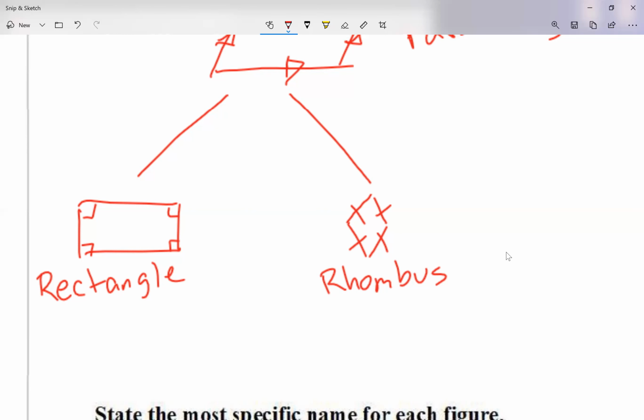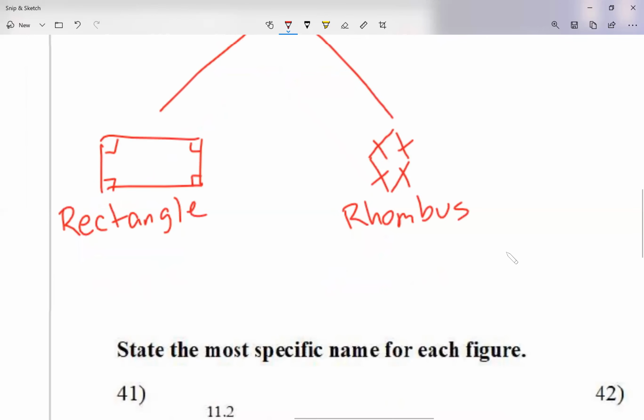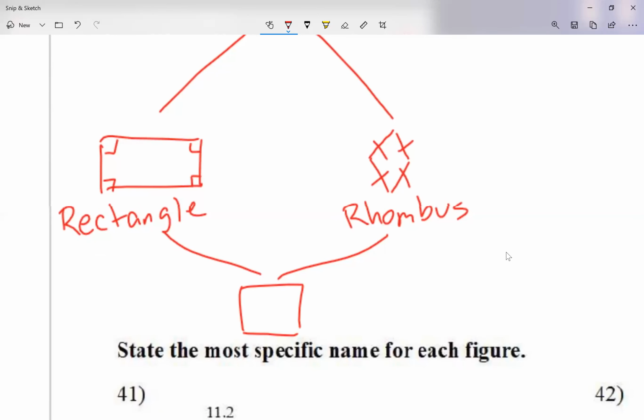Now, the interesting part is that there is one parallelogram that is a combination. It's a combination of a rectangle and a rhombus. So it has to have all four angles 90 degrees, all four sides equal. So it should look something like this. The angles are 90 degrees because it's a rectangle. But because it's a rhombus, all the sides are equal. I'm going to represent sides with little slashes. Now this one, we call a square.